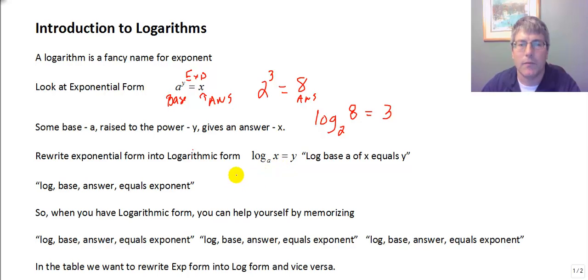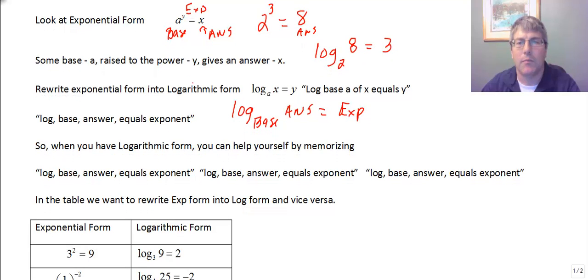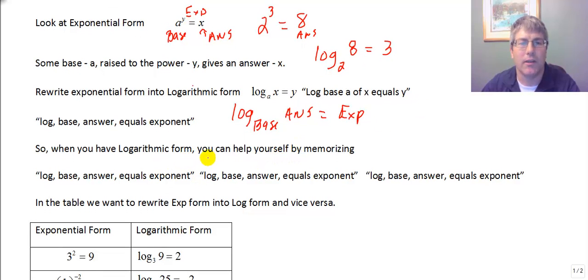So when you have logarithmic form, you can help yourself by memorizing this. Okay, that's going to be your way to convert this into exponential form. Log base answer equals exponent.